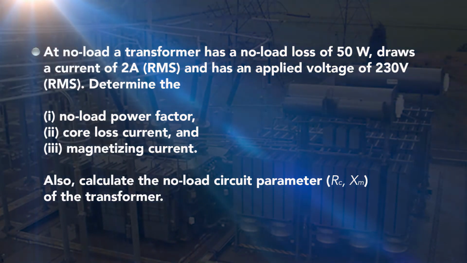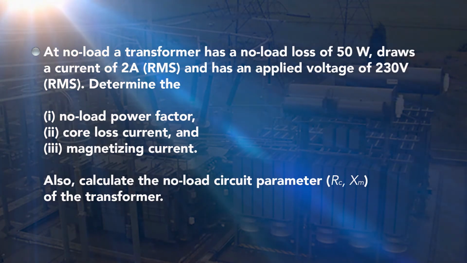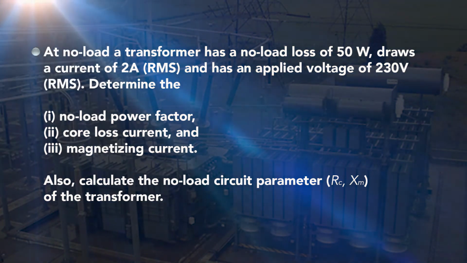So you have to determine the no load power factor. The second quantity that you have to measure is the core loss current, and the third one is the magnetizing current. And you also have to calculate the no load circuit parameters, that is RC and X suffix M of the transformer. So first of all, note down whatever parameters are given in the problem.